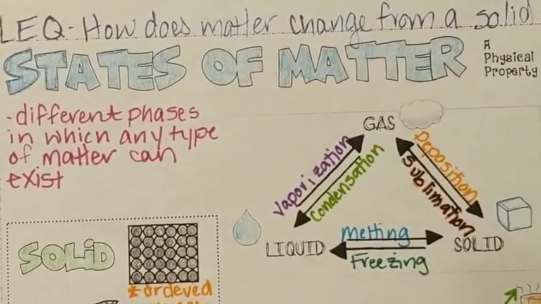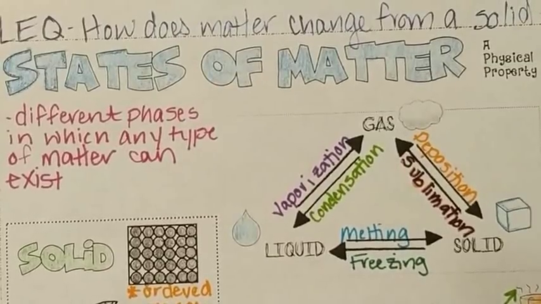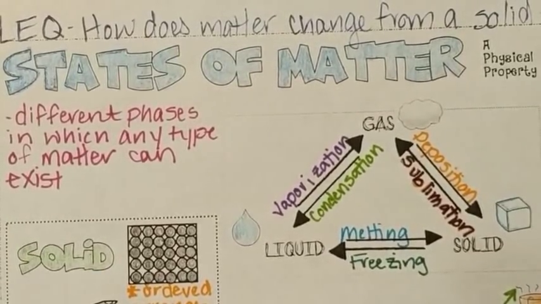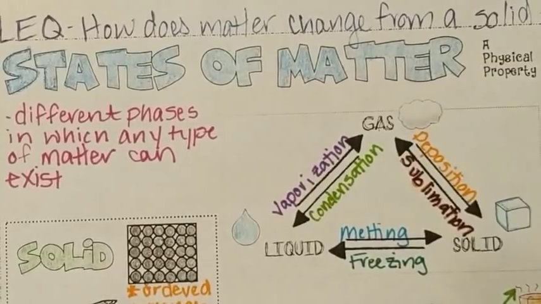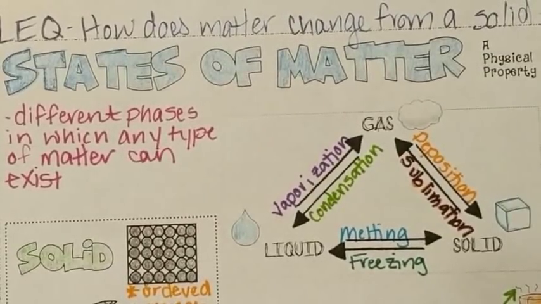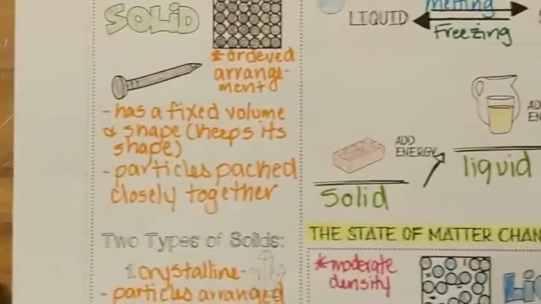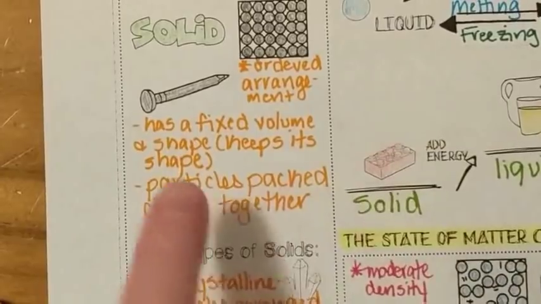Lead is a lot more likely to exist as a solid because it has to be heated to such extreme temperatures to melt, or even more to boil and evaporate. So lead can be a solid, liquid, and a gas, but it's just much more difficult. Water, however, naturally exists in all three states. Now the first state we're going to look at is a solid.